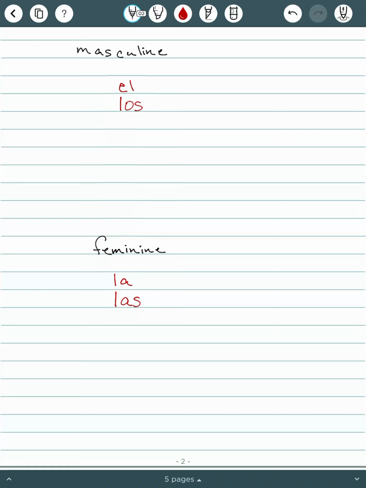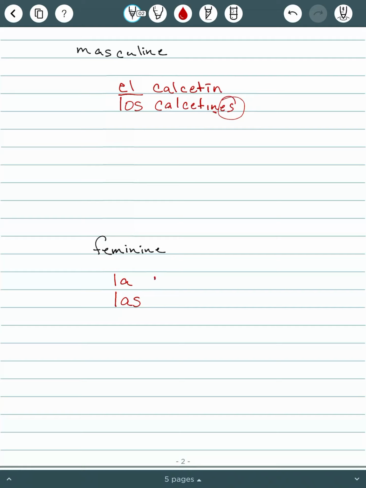So like with our clothing vocabulary, el calcetín, we would not know based on that word that it's masculine. So we know that it's el calcetín. So that tells us that it is masculine. To make that plural, it would be los calcetines, because that ends in a consonant, so we added an S.